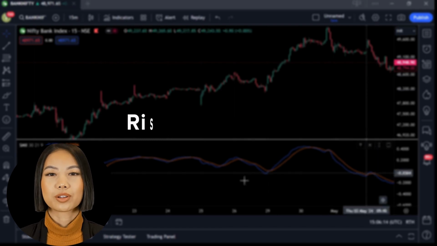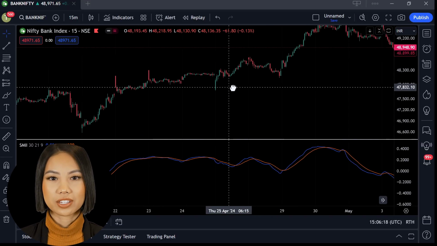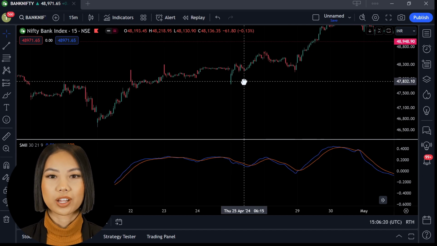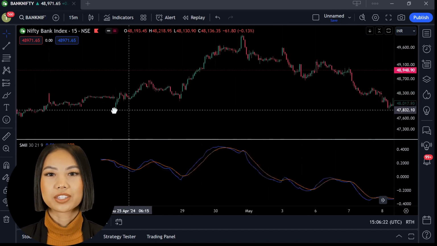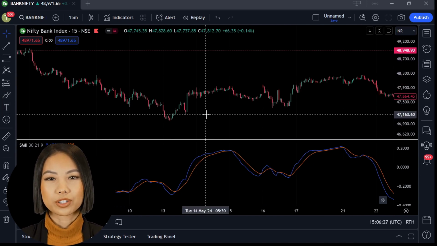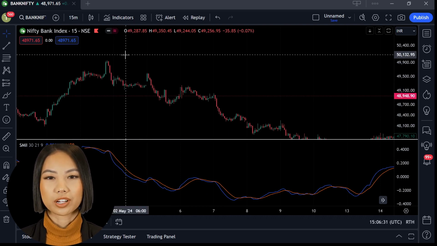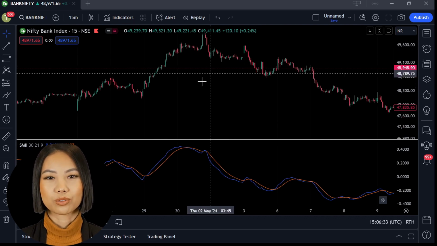Risk management. Risk management is crucial when using any indicator. Always set stop-loss orders to protect your capital. For instance, place a stop-loss just below a recent swing low for buy trades or above a recent swing high for sell trades. This strategy minimizes potential losses if the market moves against you.